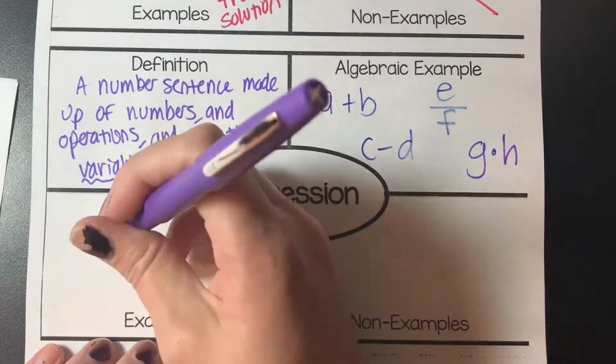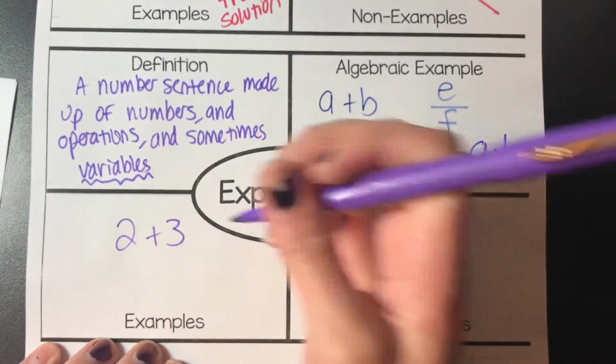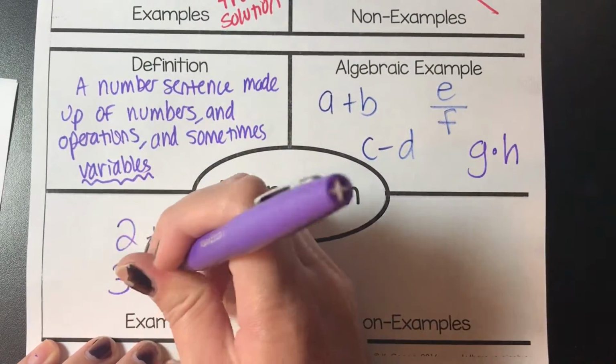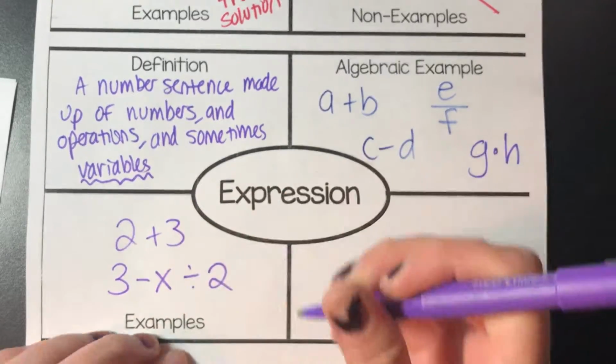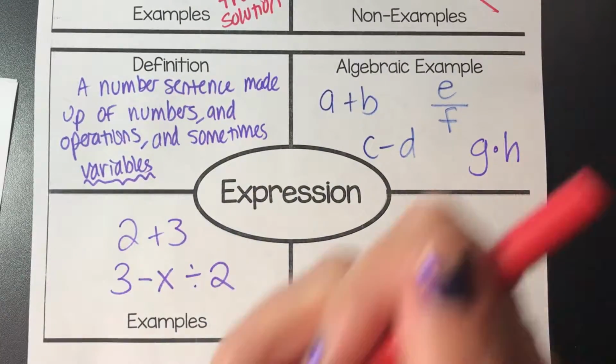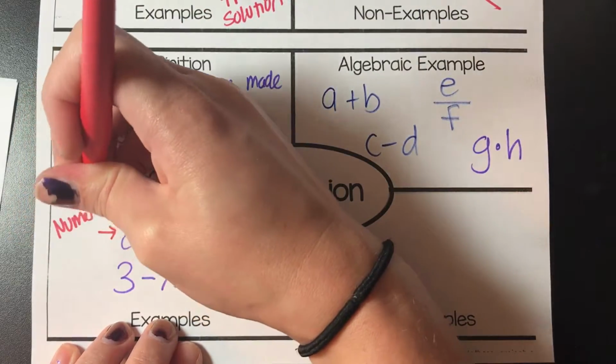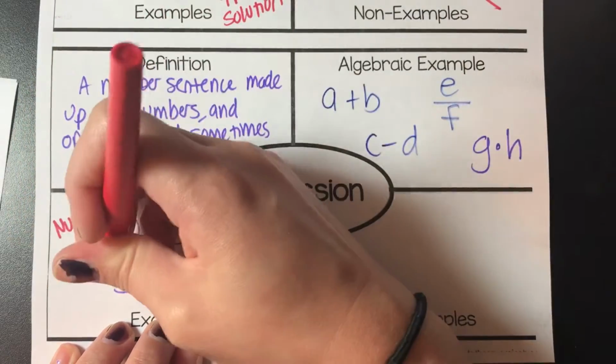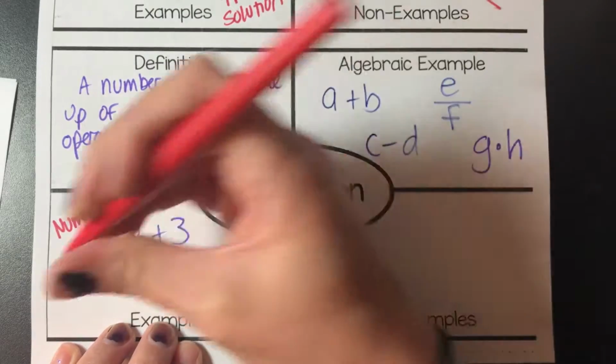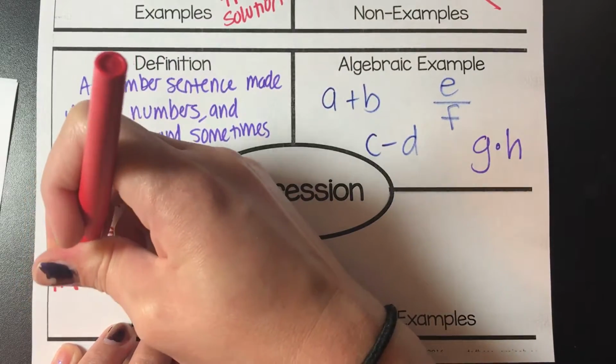Another example would be like 2 plus 3, or 3 minus x divided by 2. Because this has just numbers and operations, this is numerical. Because this has a variable, this is algebraic.